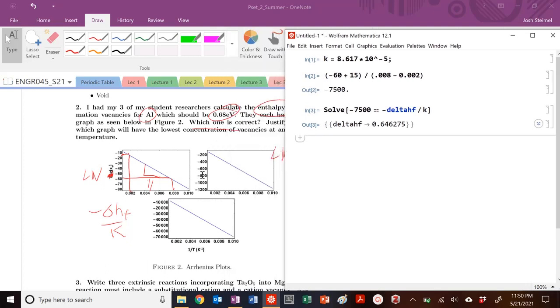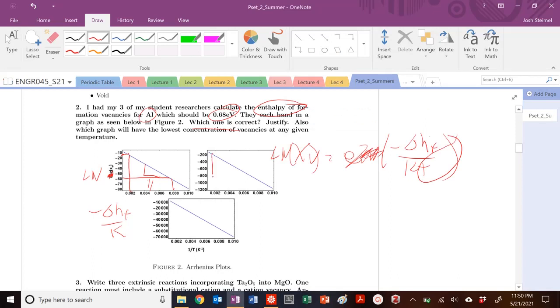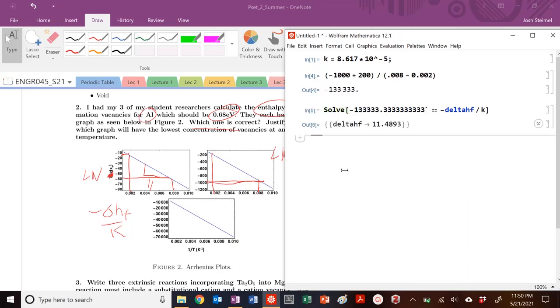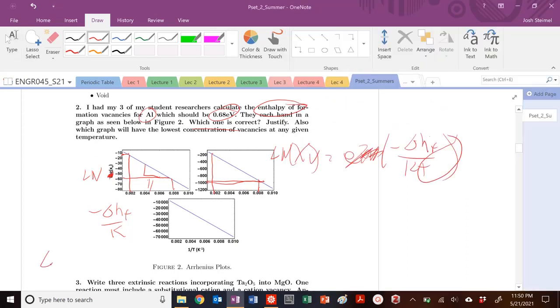If we look at some other values, for example, this looks to be about minus 200. Here, this looks to be close to 1,000. So if we increase that slope value to, let's say, basically minus 1,000 plus 200, that would give me this value, and you'd see our enthalpy of formation explodes. So as our delta HF increases, the larger our delta HF value, the lower the concentration of those defects, because again, it's harder to create those defects. So this will have the lowest concentration of vacancies or defects at any given temperature.